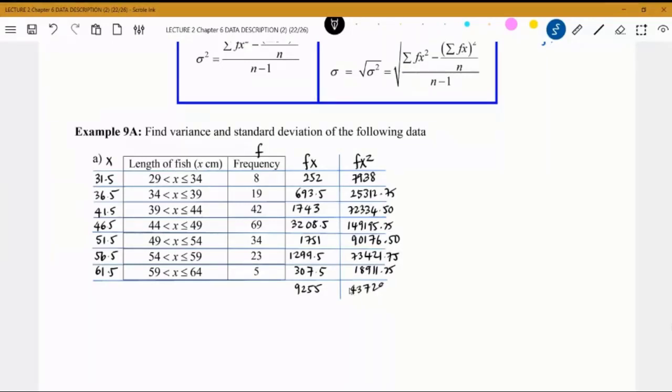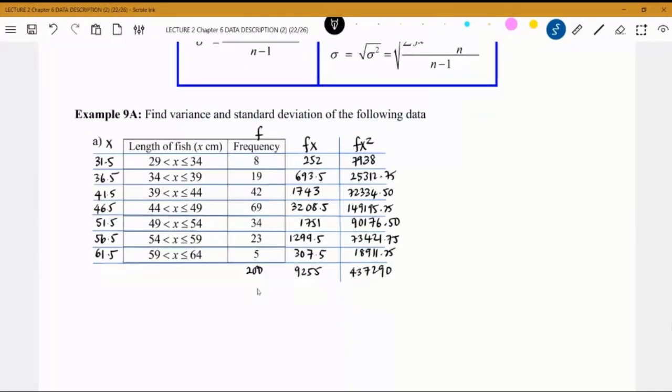437290. Okay. For the n, berapa nilai n kita? Because you have to add up all the frequency here. So the n will be equal to 200. Okay, 200. So this one represents n, summation fx square.